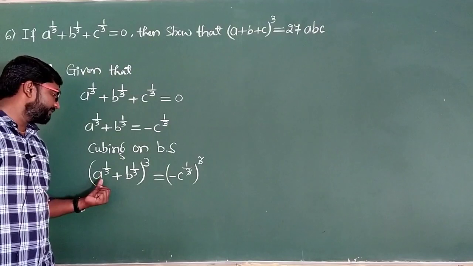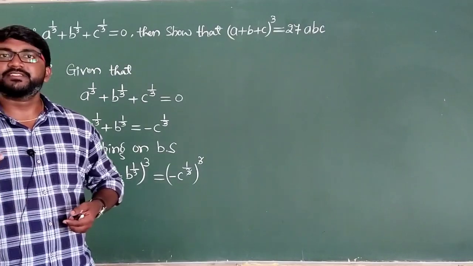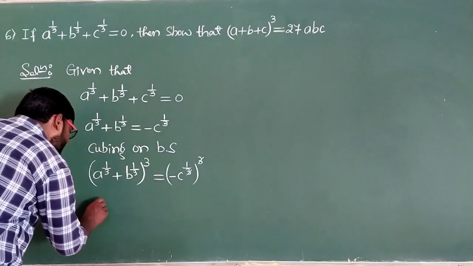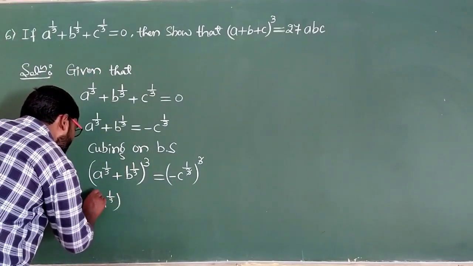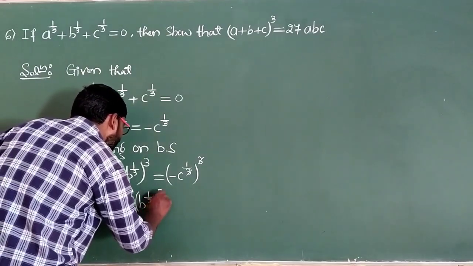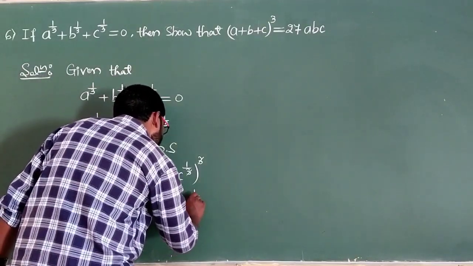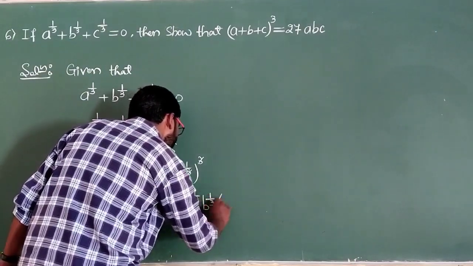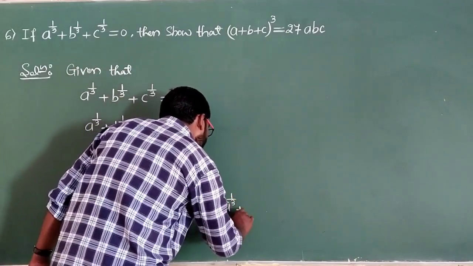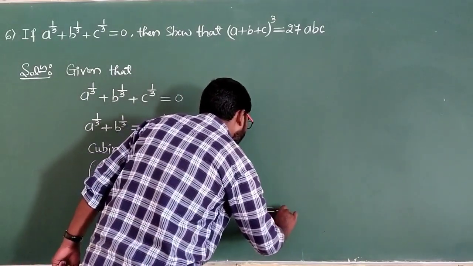Whereas in the LHS it is in the form of a plus b the whole cube. What is a plus b the whole cube? It is a cube plus b cube plus 3ab into the bracket a plus b. Let us expand this. a cube, that is a raised to 1 by 3 whole raised to 3, plus b cube, b raised to 1 by 3 whole raised to 3, plus 3 into a raised to 1 by 3 into b raised to 1 by 3 into the bracket a to the power 1 by 3 plus b to the power 1 by 3. This equals minus c.